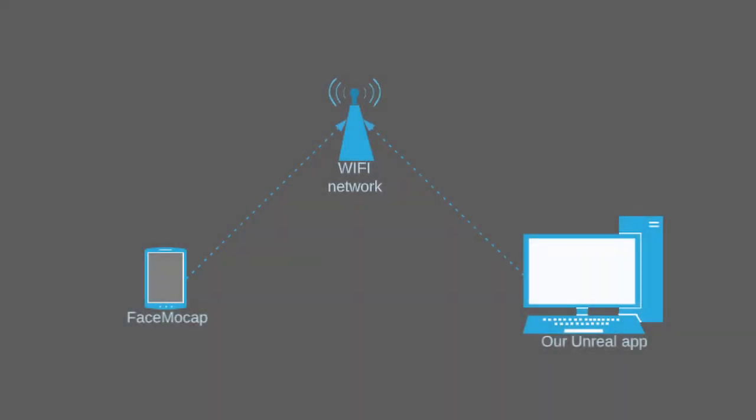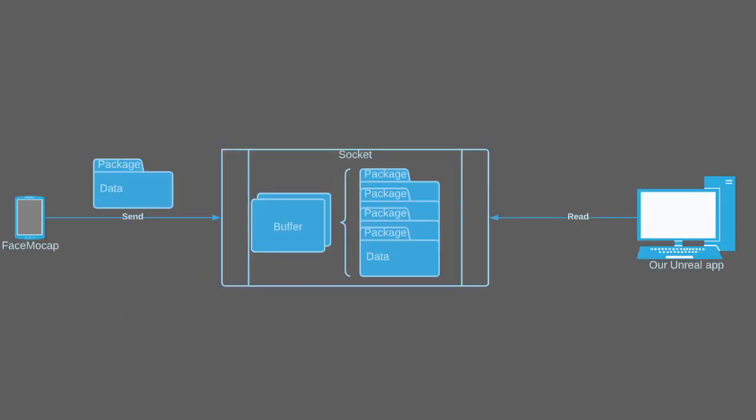To connect the Android app with our application, we're going to use a TCP connection. The Transmission Control Protocol (TCP) is a protocol that provides reliable, ordered, and error-checked delivery of data streams between applications. We're going to have to connect our phone running the Face Mocap app and our computer running our Unreal app to the same Wi-Fi network. Then we're going to connect a socket to the Android app. This socket has a buffer in which our phone will send us data packages. We're going to need to read this buffer to get the motion capture data.